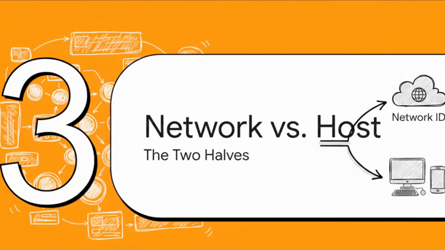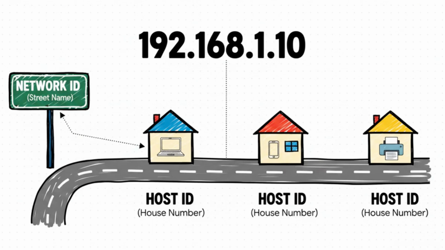Okay, so we've totally cracked the structure. Awesome. But here's the thing. An IP address isn't just one single identifier. It's actually telling us 2 very different things at the exact same time. It's got 2 critical pieces of information packed inside. And this is a really, really crucial point. The first part of the address is called the network ID. Think of that as the street name. Every single device on your home Wi-Fi network shares the same street name.